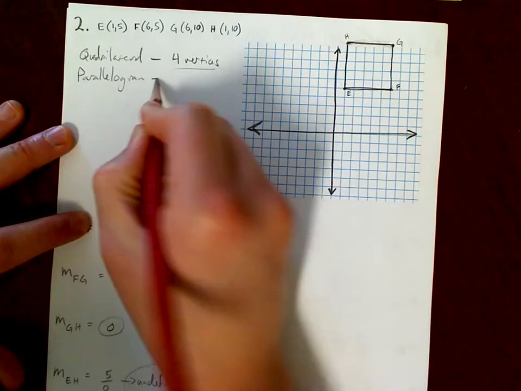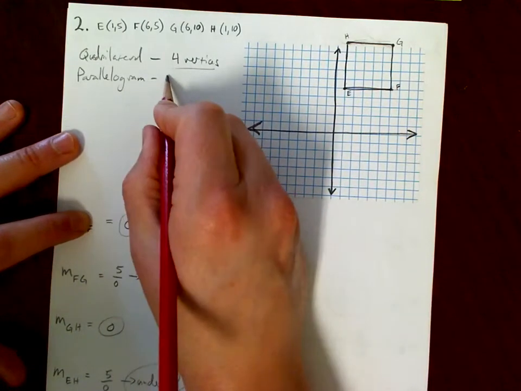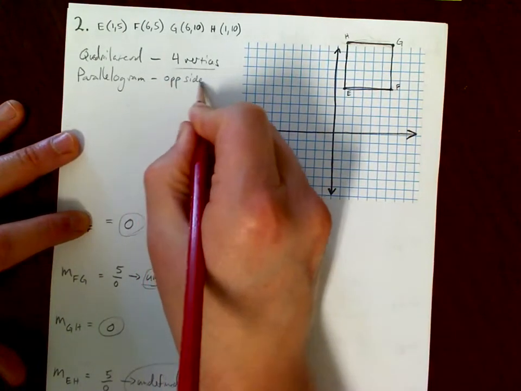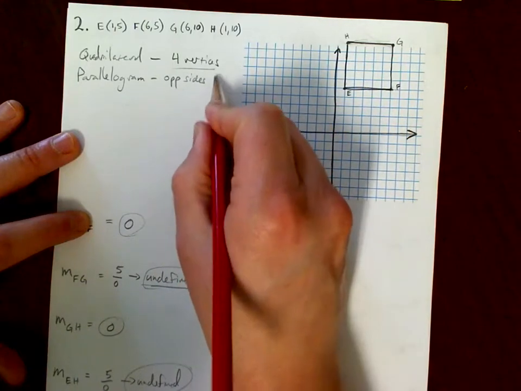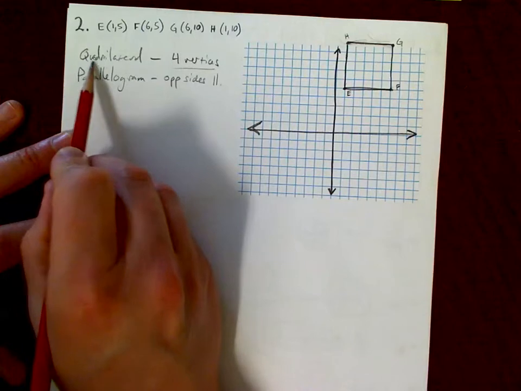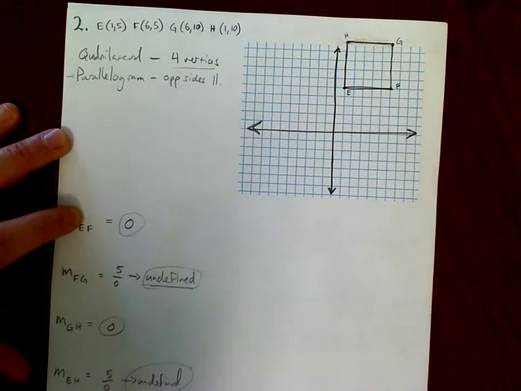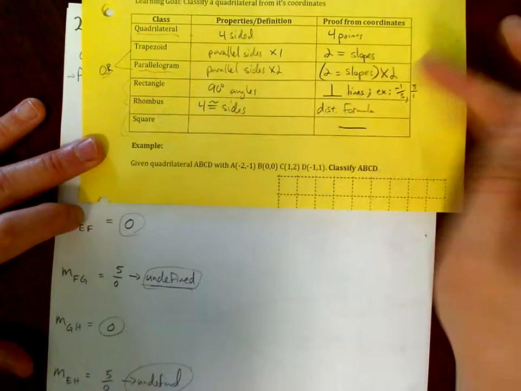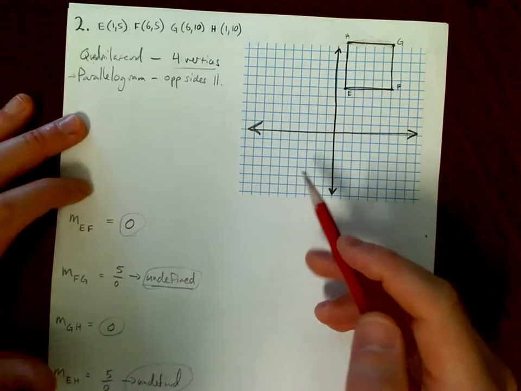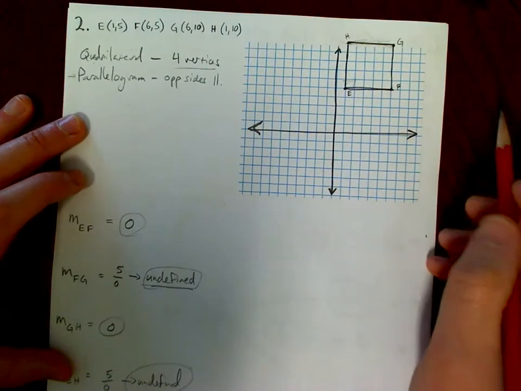Parallelogram. And why is that? Because I have opposite sides parallel, or same slope. All right, so it's still this, but now I'm refining it to this. And I'm going to see if I can take it even farther now to one of these special ones. All right, so what I'm going to do is see if I have 90-degree angles. So do I have 90-degree angles?